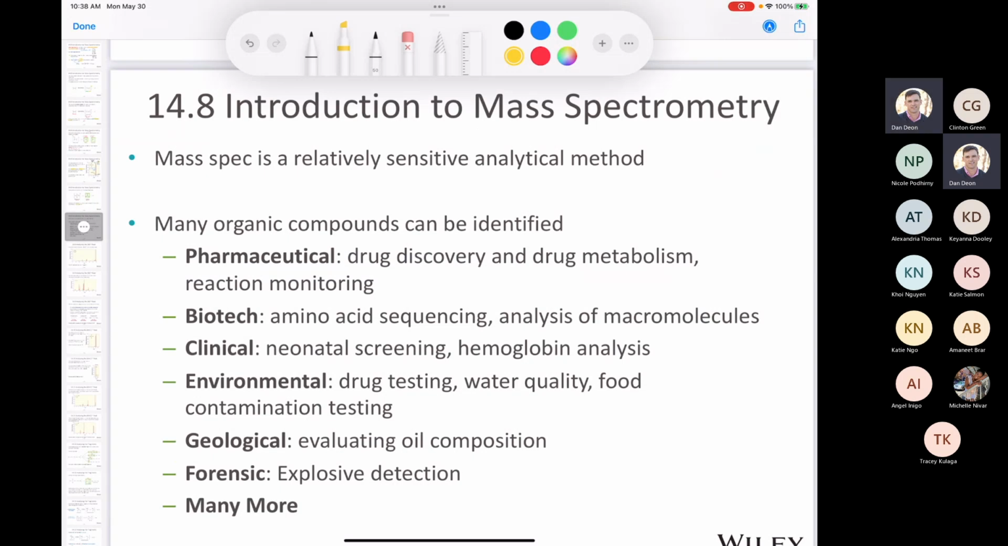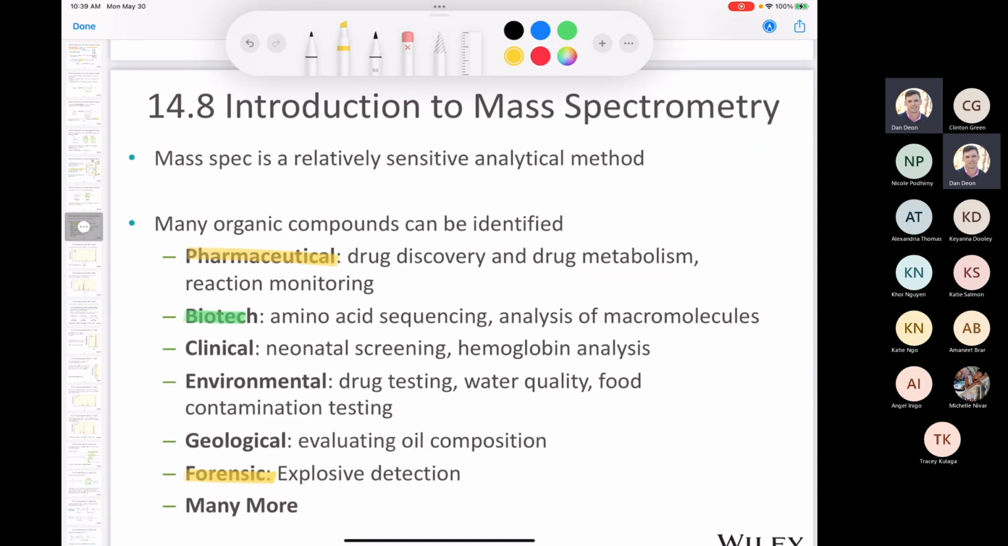Where would you use mass spec? Well, in the pharmaceutical industry, when humans or animals are dosed drugs that are experimental, they have to monitor the drug metabolism. And so in order to detect metabolites in blood and serum and plasma, they oftentimes use mass spec. In biotech, determining the sequence of amino acids in proteins and peptides and enzymes, we use mass spec to do that.